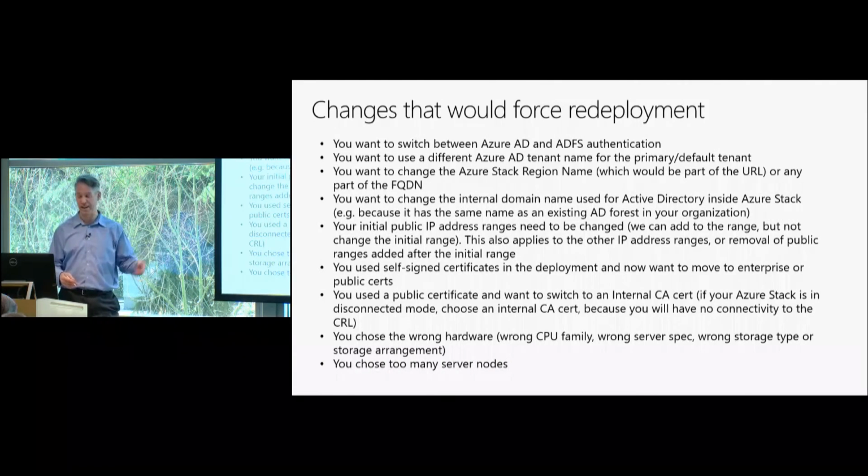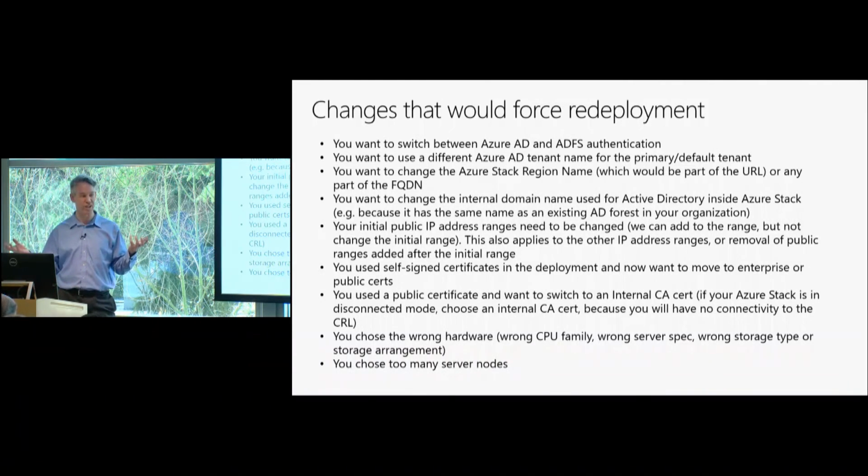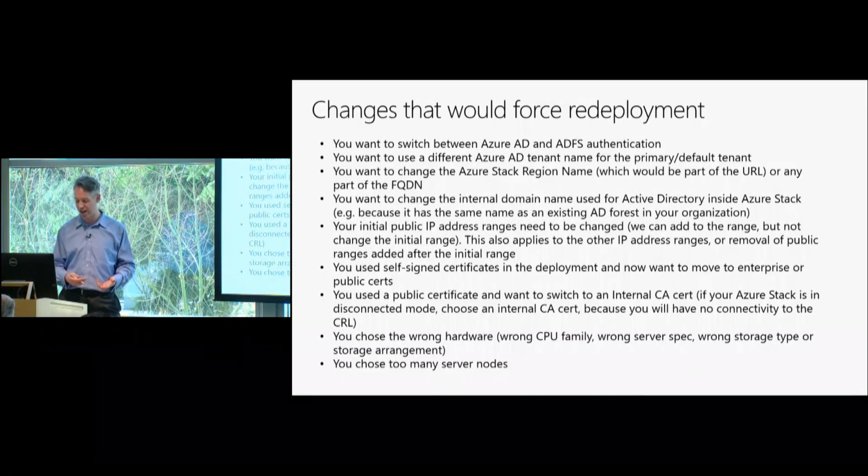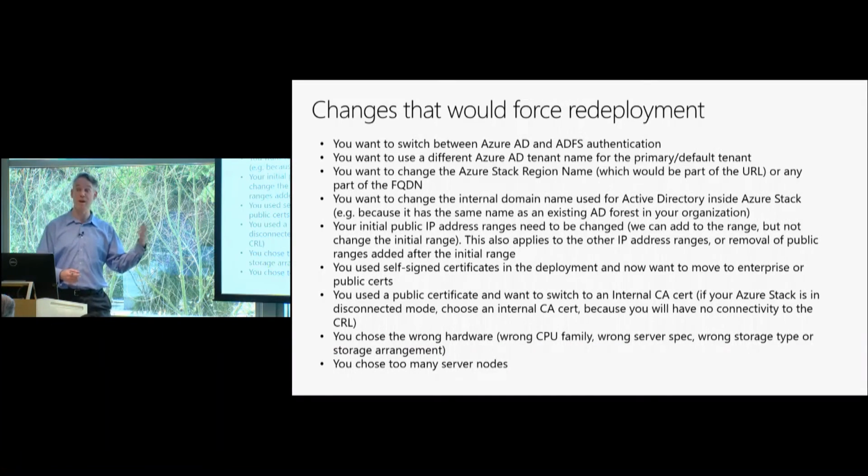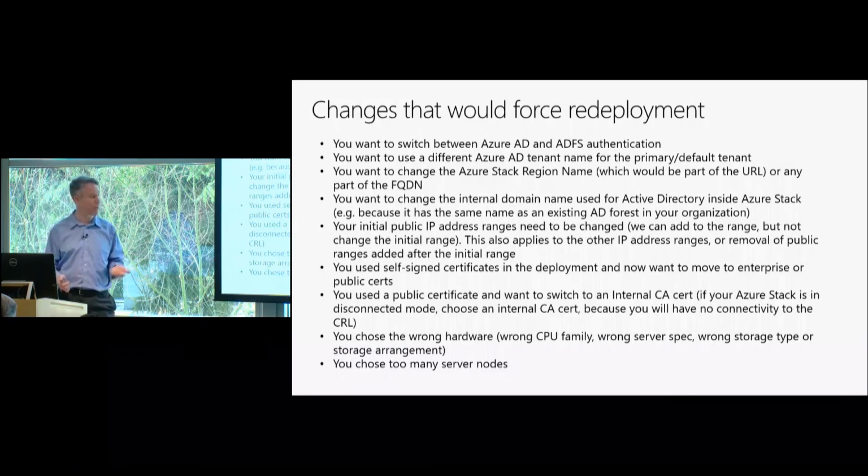Obviously, we talked about disconnected mode. You don't want to deploy using external public certificates because you don't have connectivity to the certificate revocation list. If you pick the wrong hardware, like, oh, I've got the wrong CPU family, wrong server spec, any of those things, you cannot change that without redeploying Azure Stack. Or if you pick too many server nodes, you can't claw server nodes out of a running Azure Stack. You can add to an existing Azure Stack up to 16 nodes, but you can't remove.